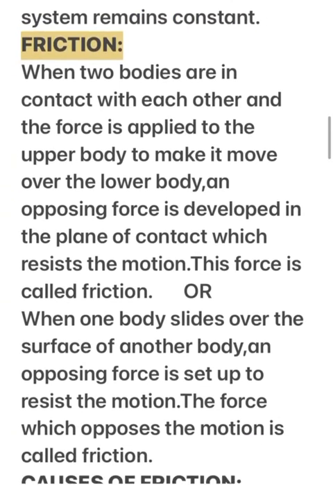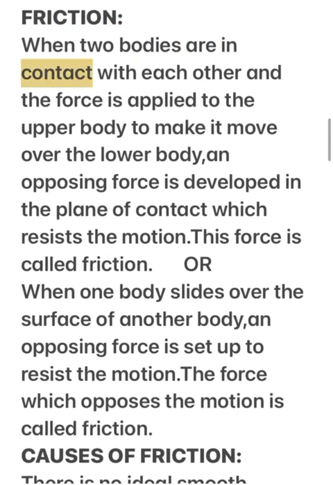Friction: when two bodies are in contact with each other and a force is applied to the upper body to make it move over the lower body, an opposing force is developed in the plane of contact which resists the motion. This force is called friction. Or, when one body slides over the surface of another body, an opposing force is set up to resist the motion. The force which opposes the motion is called friction.